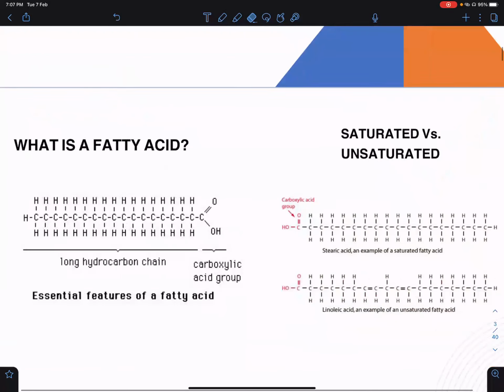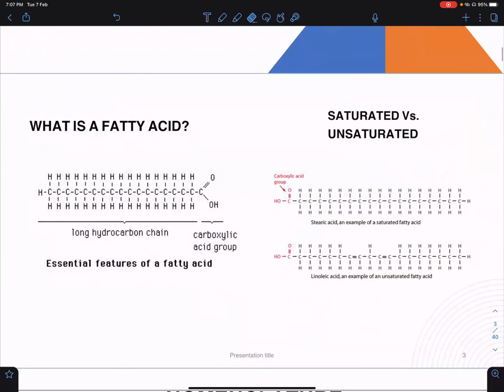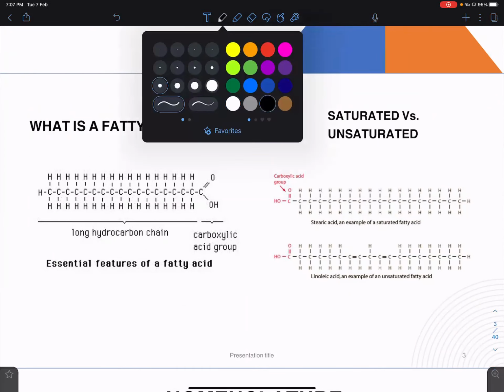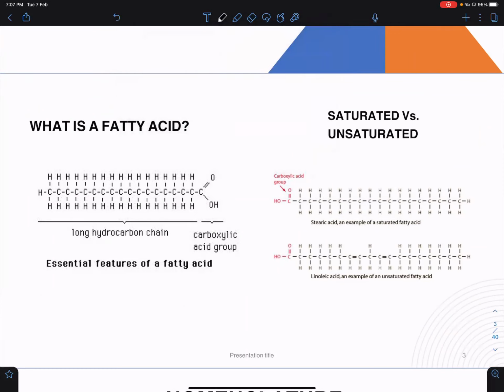So to start off, a quick review of high school stuff. What is a fatty acid? Now, a fatty acid consists of three main components. It's basically just a long hydrocarbon chain. That's component number one. Component number two is a carboxylic end, which is the COOH. And component number three is the methyl end, which is the CH3, okay? So these three components in general make up a standard fatty acid.